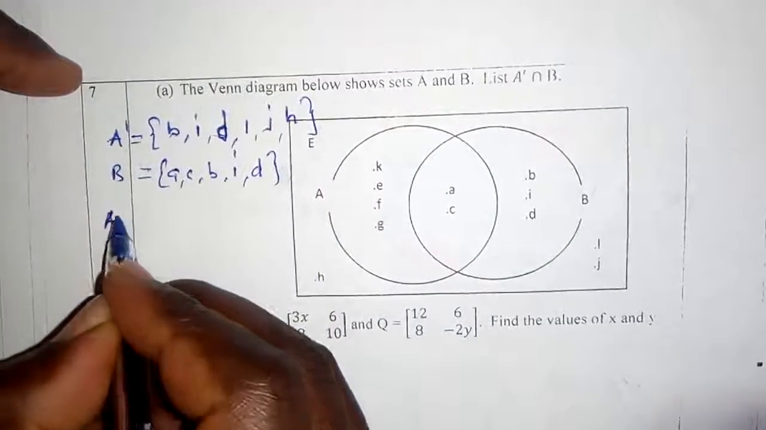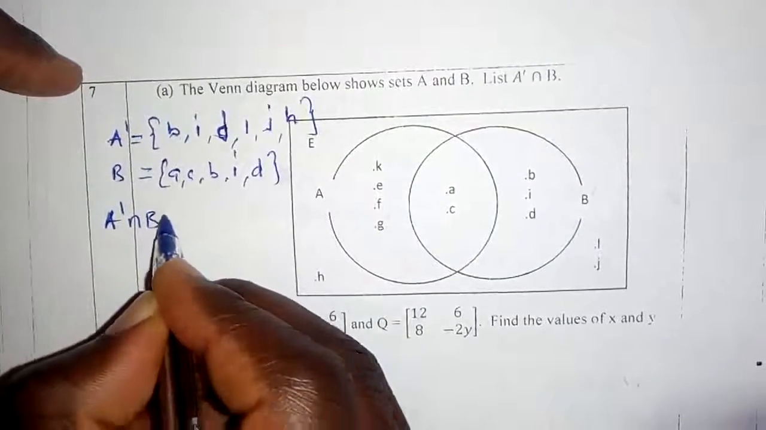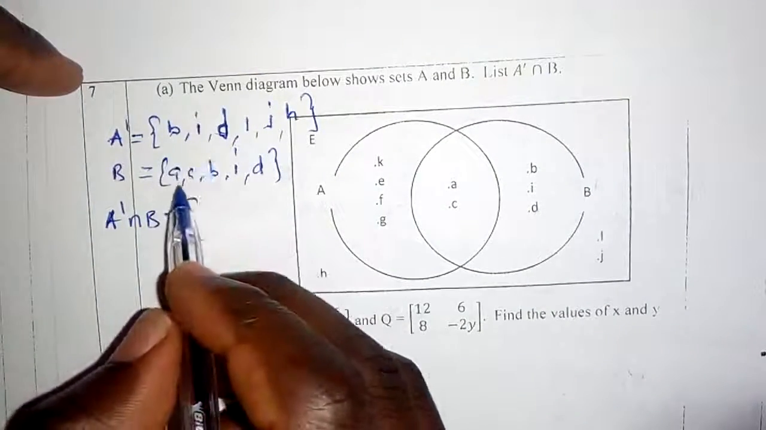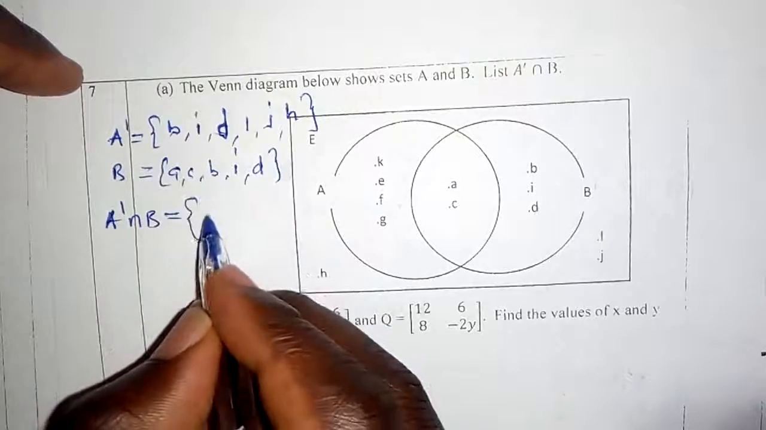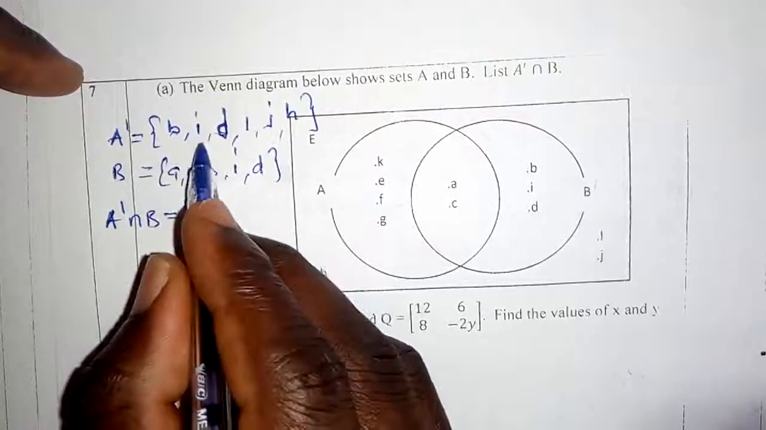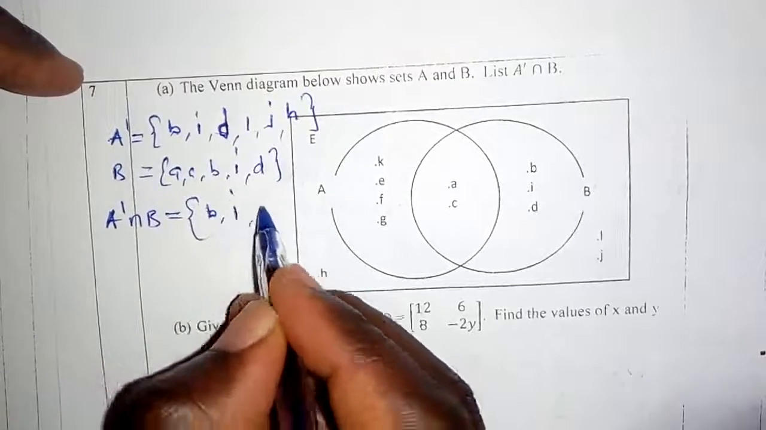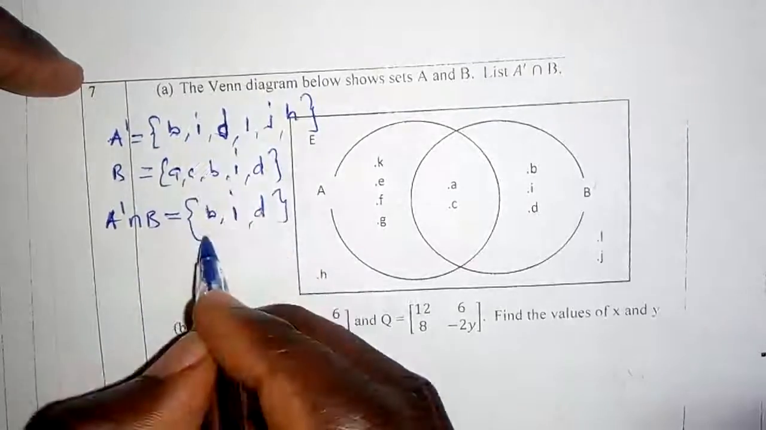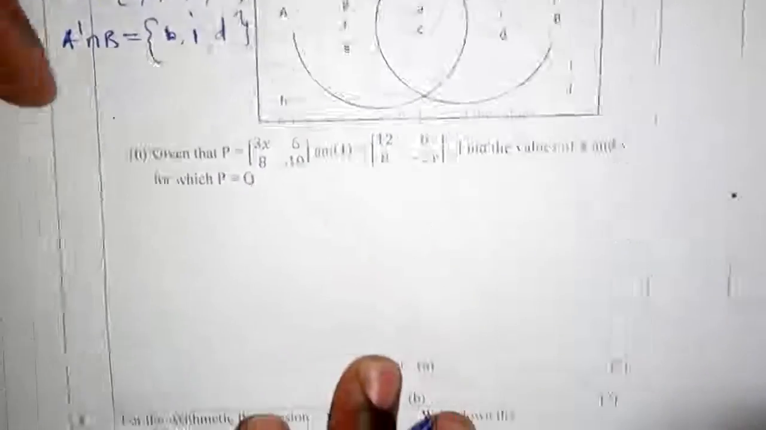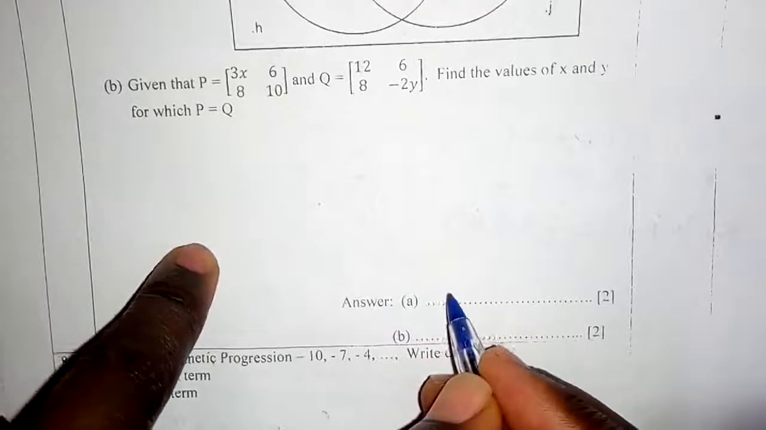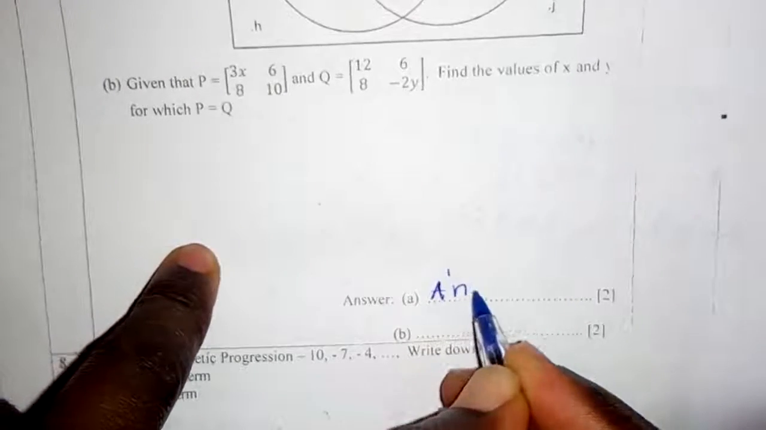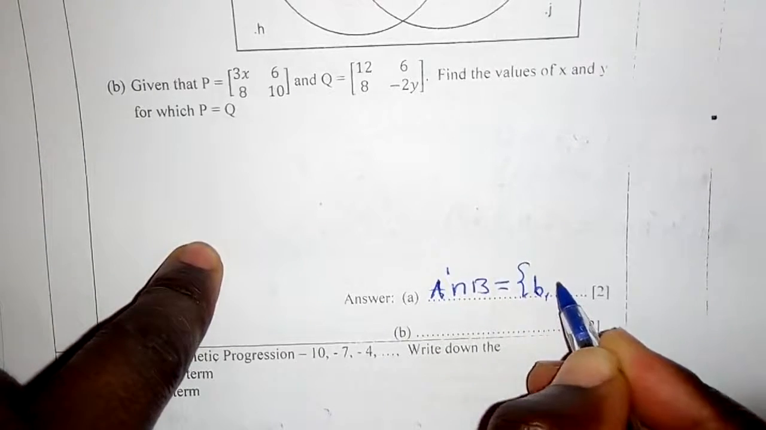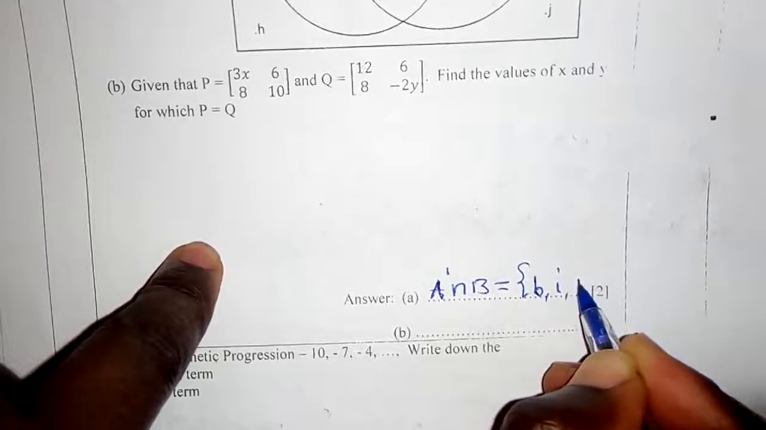Then when we say A complement intersect B, this question, we see what is in A complement and B, something that is common. B, yes, B is there, it's here. I, yes, I is here. How about D? Yes, D is here. That's all. So this is the intersection of these two. So you can now write here: A complement intersect B will be equal to B, comma I, comma D.